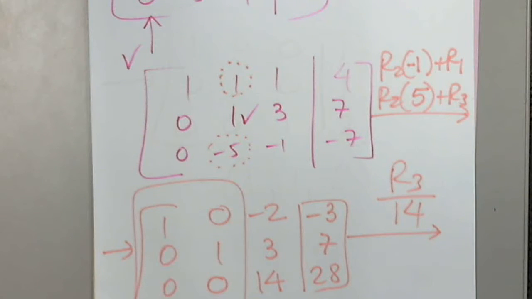So you just have to remember the sequence. Once you get the 1 at the top, you multiply by what you need and add so you can get the zeros. Once you have the 1 in the middle, then you multiply this row by what you need to get the zeros. And then at the very bottom, once you get the 1, then you multiply this row by what you need to get the zeros.